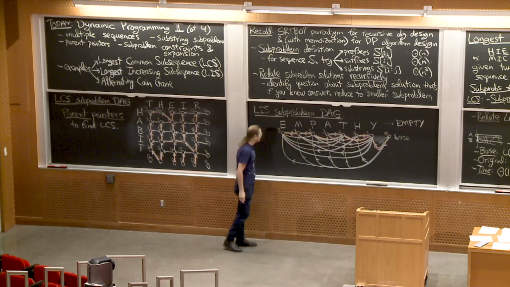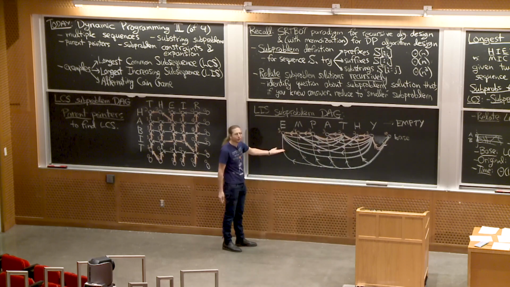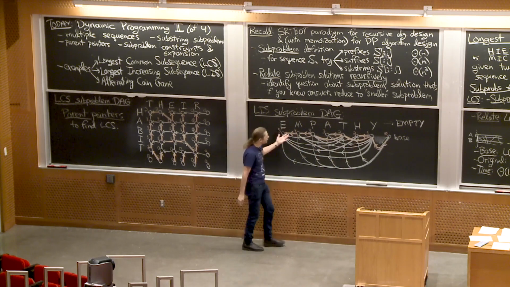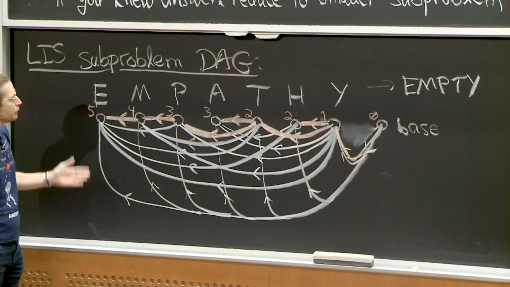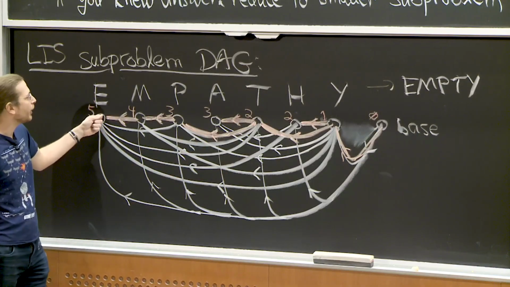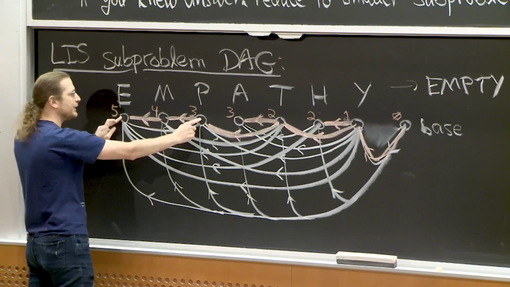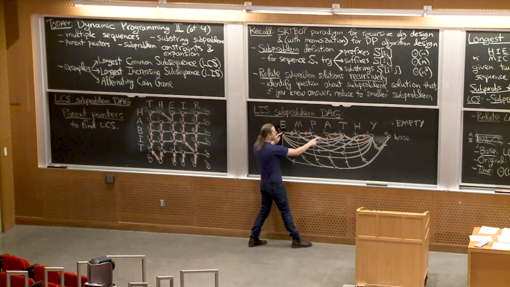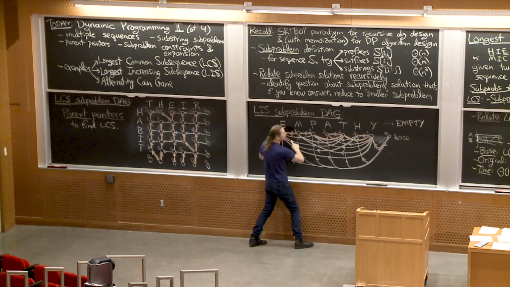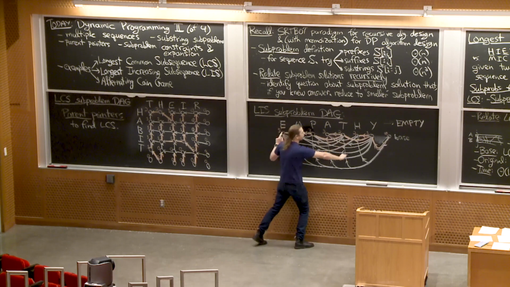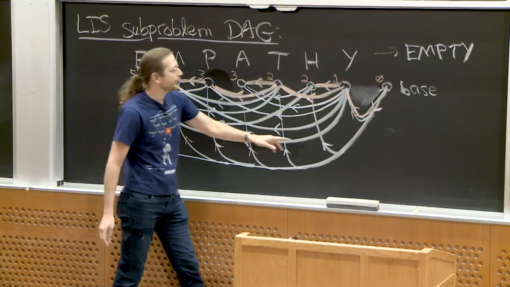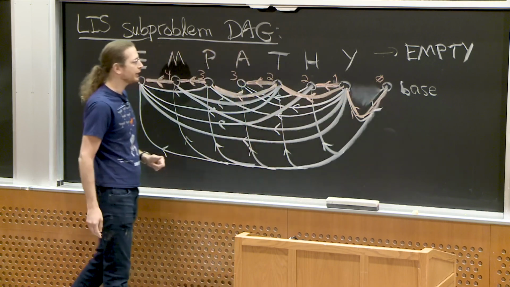And the hard part here is drawing the DAG. I mean, it's almost the complete graph, but we only draw edges from smaller letters to bigger letters. So we draw from E to M, from E to P, from E not to A. There's no edge from E to A, from E to T, not from E to H, but yes from E to Y. And then we also draw from E to the base case, which is there's no more letters.